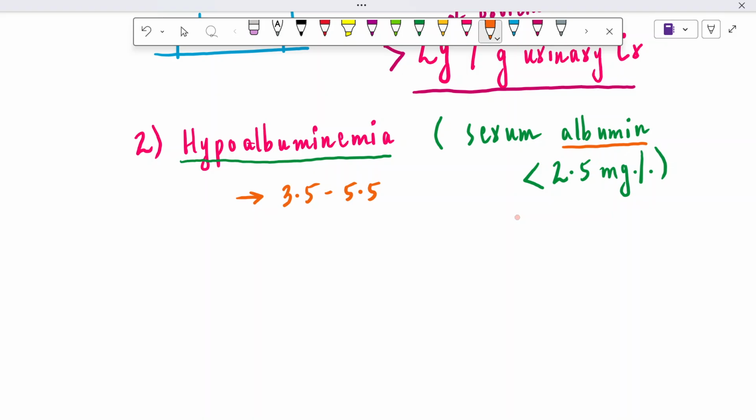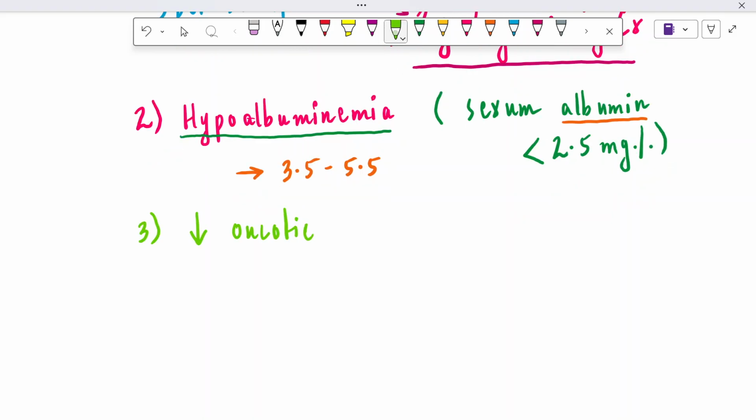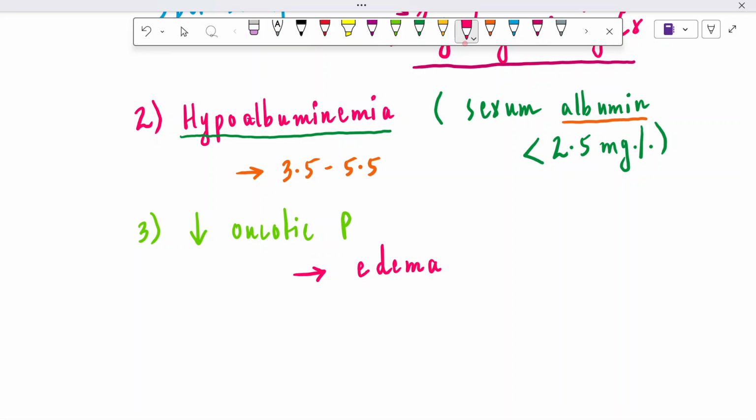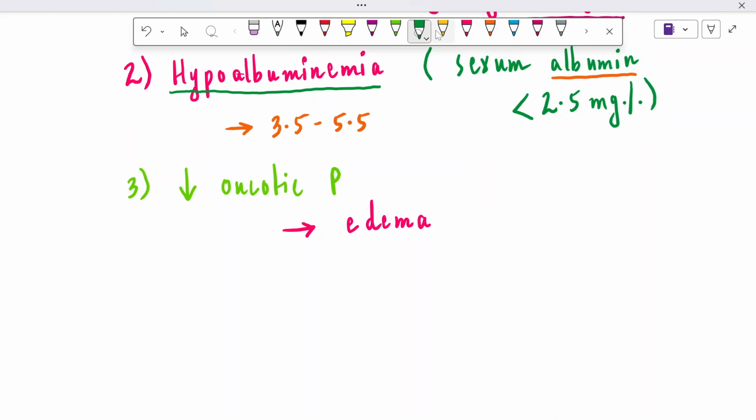The third component is the decreased oncotic pressure, because albumin was holding the fluid in the circulation. So there is decreased oncotic pressure due to hypoalbuminemia, and this will contribute to the development of edema. If a patient comes to you and says that in the morning I have puffy eyes or periorbital edema, in the middle of the day I have scrotal or genital or vulvar edema, and at the end of the day I have pedal edema, you can think that she or he might have the nephrotic syndrome.